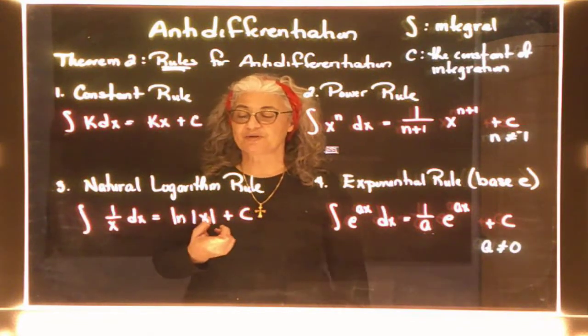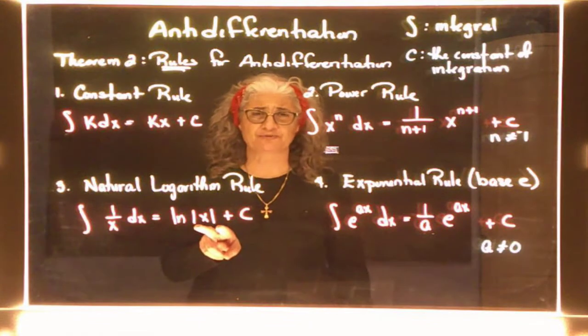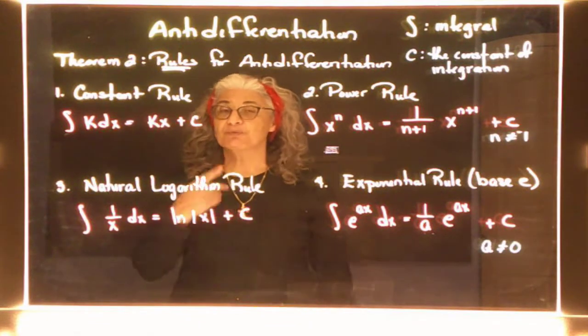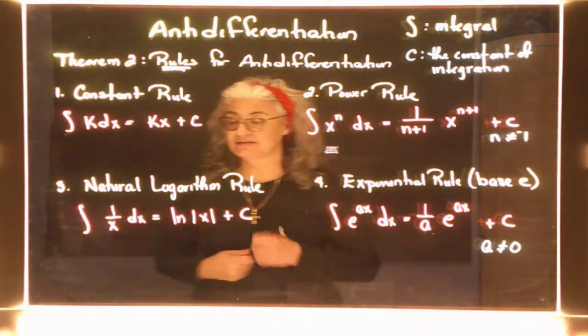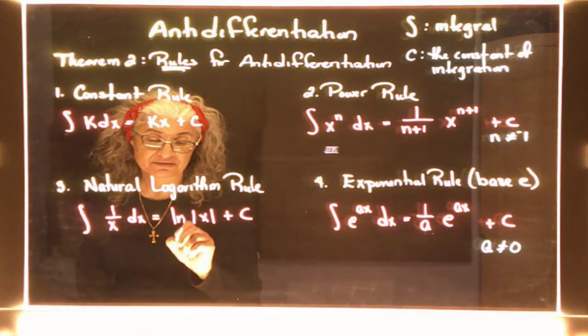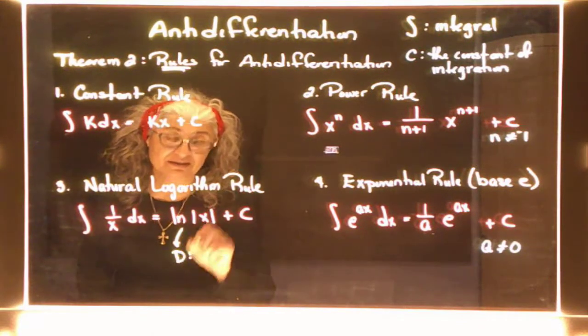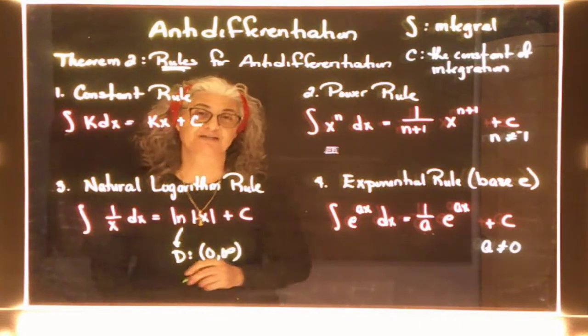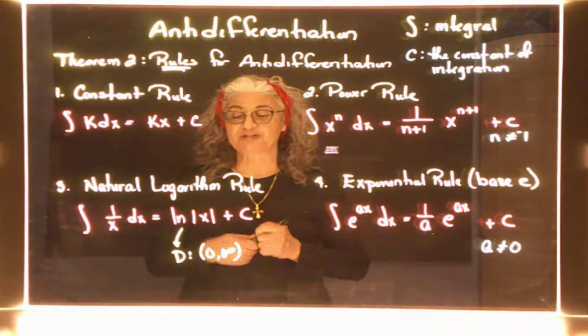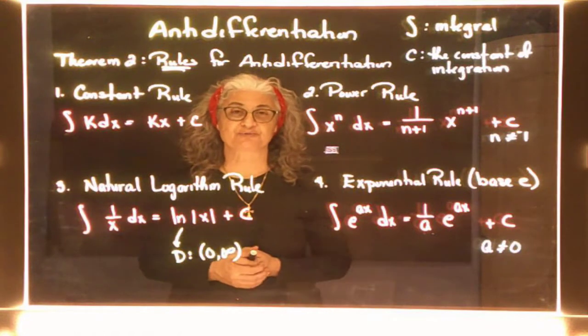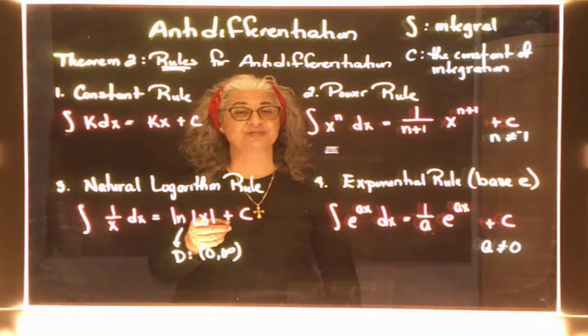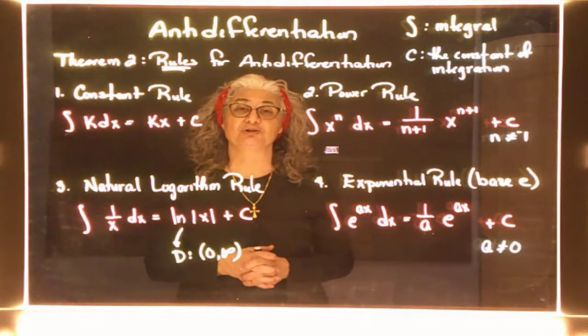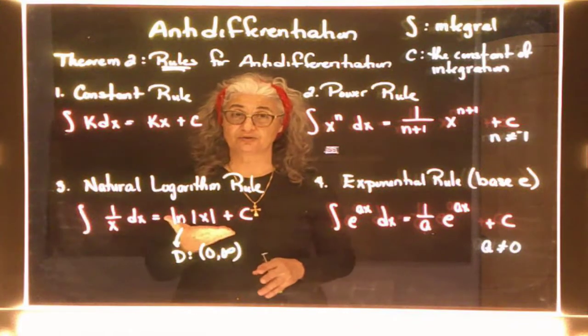Now, some of you may be going, well, why do I have absolute value signs in here? Remember, the domain of a natural log function is from 0 to infinity, not including 0, which is why you need the absolute values around that x, because I need to make certain that that remains a positive number, greater than 0. Cool?